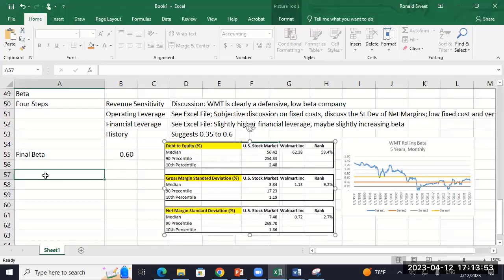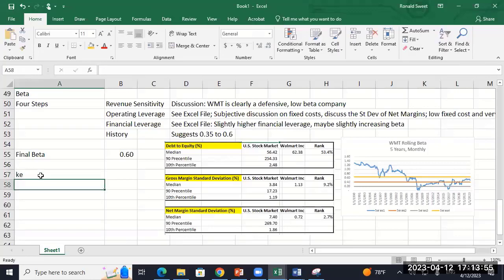All right, so there's paper 3, and the final thing we'll have is our discount rate. So on Monday we'll finish up paper 4 for Walmart, and you'll have everything you need. All right, we'll stop it there.